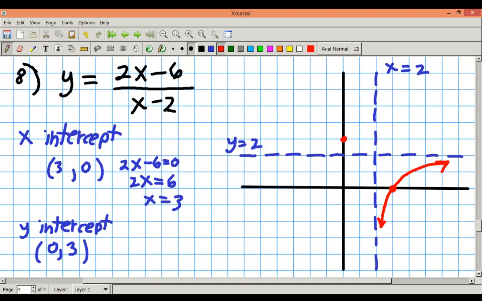And now we know where the other branch of the graph is, boomerang shaped, trapped in between the vertical and horizontal asymptotes right there. Okay, so there's your (3, 0) x-intercept and (0, 3) y-intercept. You got the asymptotes and you got the branches of the graph.